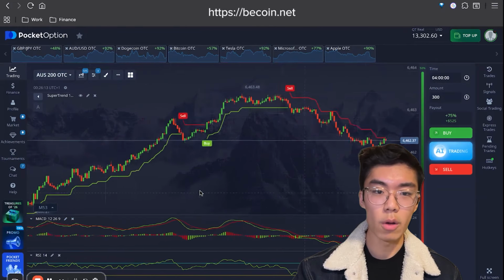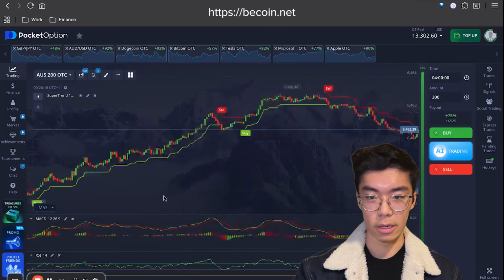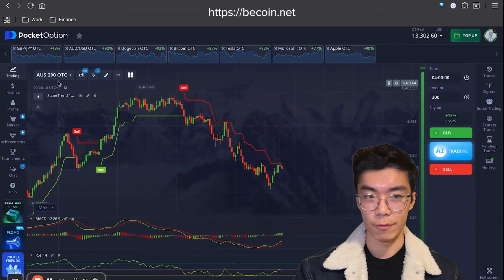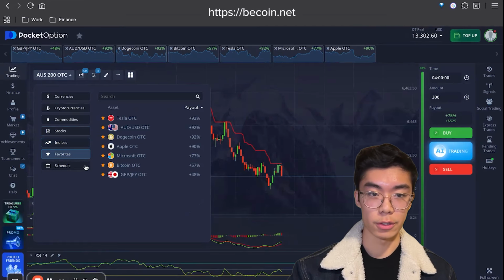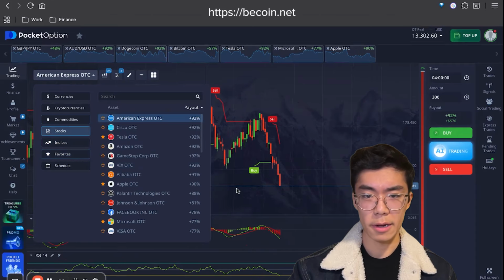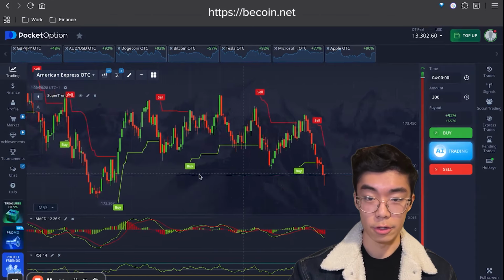But overall, it's just not a great investment vehicle for you just because the payout is just so low. And of course, you can choose favorites, right? So these are my favorites right here. But right here, you can see how to do the actual trade.